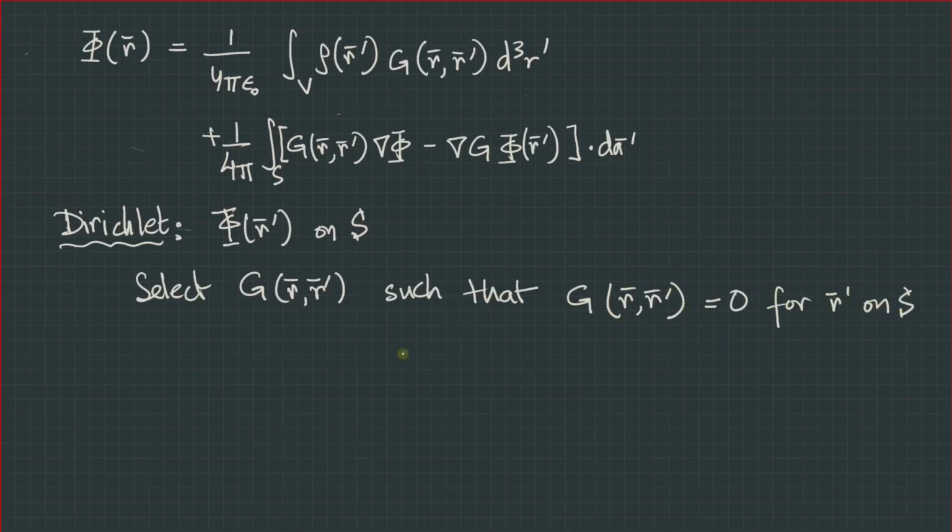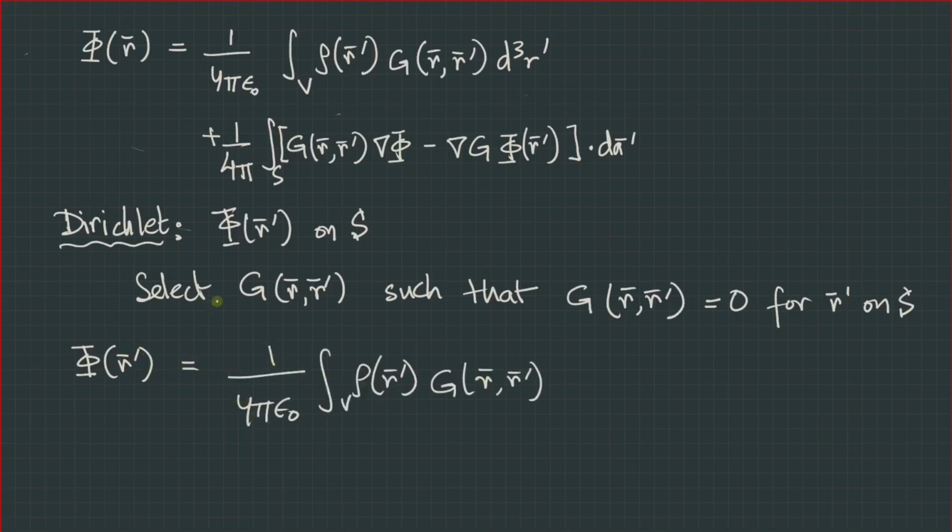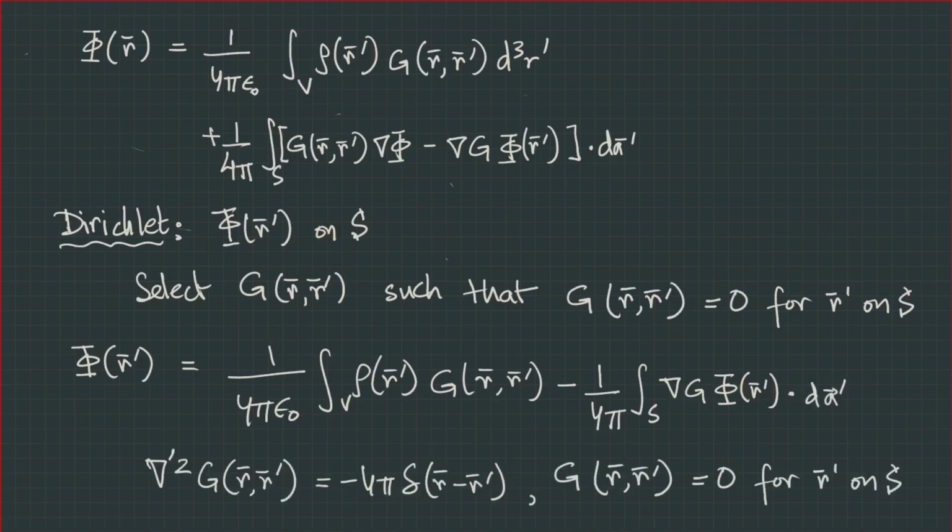And if this function is 0 on the surface, then our potential simply becomes, remember that the Green's function may not be 0 at all points inside the volume, it only needs to be 0 on the surface. This function is known to us because we know phi of r' on S. So these are the two conditions that the Green's function needs to satisfy. How do we find such a function is something which we will tackle in the next video.